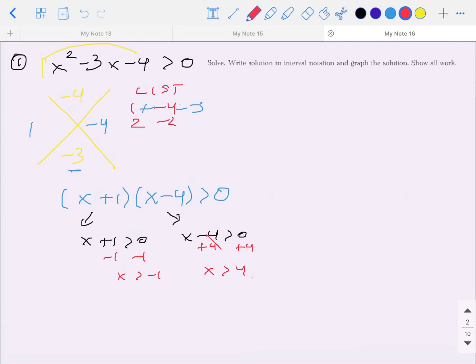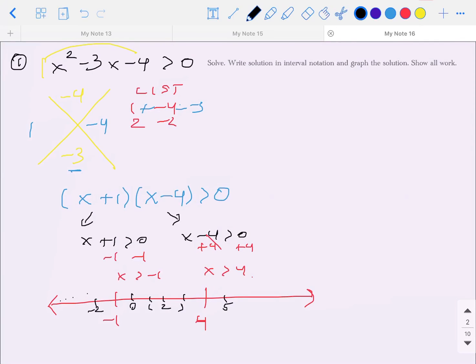Now, we need to actually graph this to see how the solution will look if we were to write out the interval notation. Here's the 4. Here's the -1, and I can complete the numbers from here. So it's 0, 1, 2, 3, 4, 5, and so forth. And on the left side, -1, -2, and so forth.